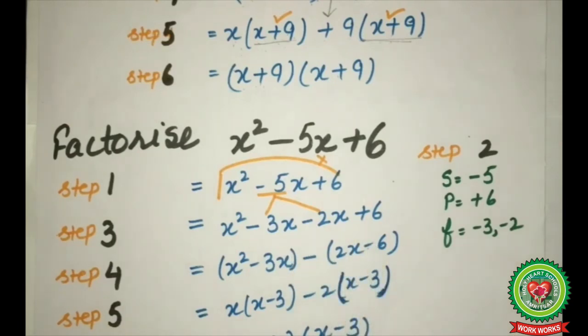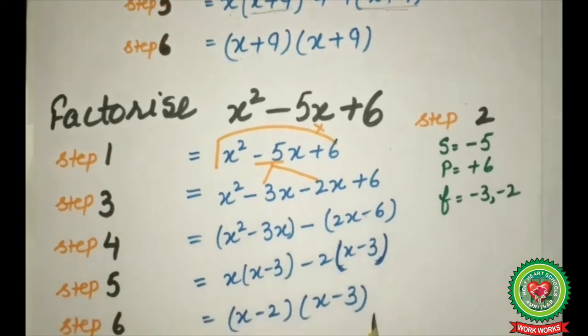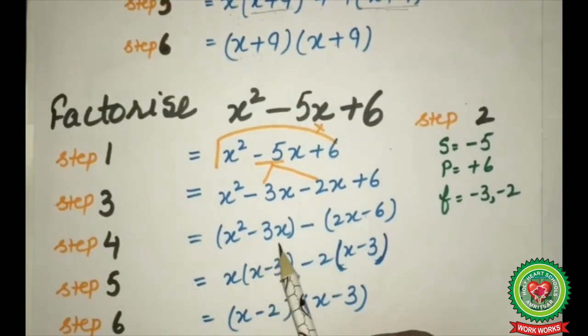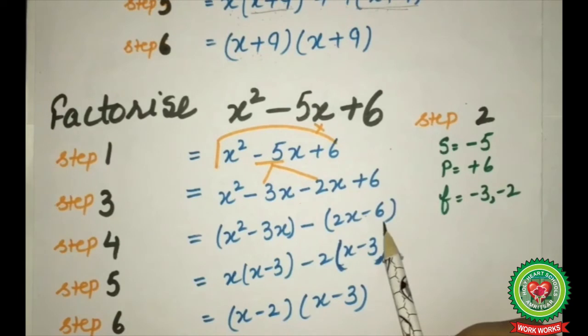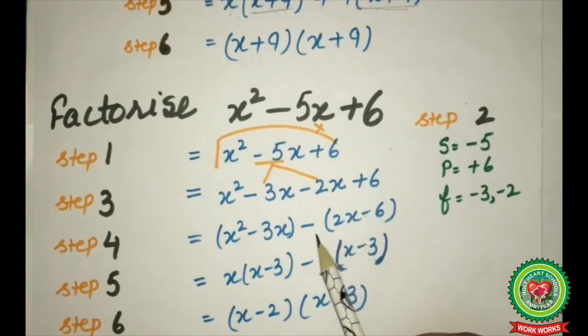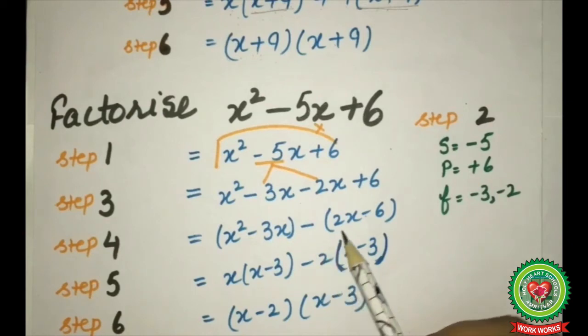Now the next step is to do the grouping of first and second term and third and fourth term. So on doing the grouping, we get bracket x square minus 3x bracket close minus bracket 2x minus 6 bracket close. Now the sign inside the bracket will change as the sign outside the bracket is of minus.